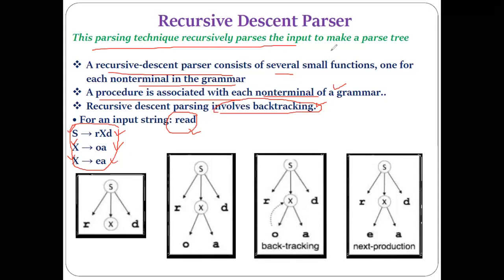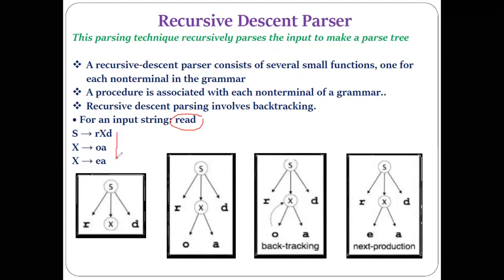Now here we have to derive the string using this particular grammar. So we start deriving from the starting symbol, using the starting production rule. It derives RXD. If you try to match our string with this, our first R is matching here. Then we move forward to the next input symbol, that is the small e. But you can see the next symbol is a non-terminal, so again we have to simplify this non-terminal. We have to utilize the production rule for this non-terminal. The production rule here is OA, where the non-terminal X gives O and A. So we extend the parse tree further.